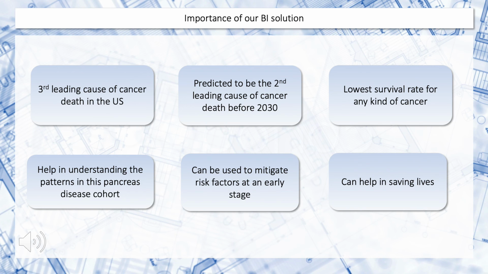According to research conducted by the University of Utah, pancreatic cancer is the third leading cause of cancer death in the United States, predicted to be the second leading cause of cancer death before 2030, and has the lowest survival rate for any kind of cancer. This project will help in understanding the patterns in this pancreas disease cohort. It can be used to mitigate risk factors at an early stage with early detection, and it can help in saving lives. We are the first students to ever do this, and I thank Professor Walt for this opportunity.